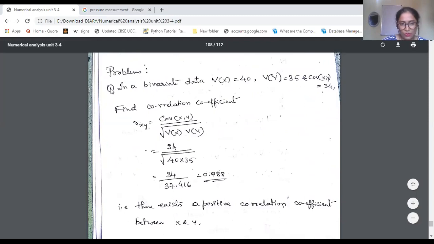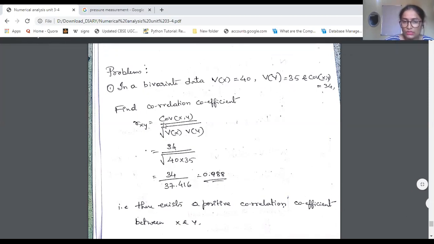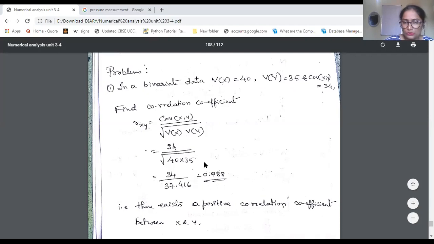Look at the first problem. It says in a bivariate data. So first of all, what is bivariate data? Bivariate data is data that involves two variables that are dependent on each other. Here variance of x and variance of y is given. Also covariance is given. We substitute those values in the first formula that we started out with, and we get the value 0.988.